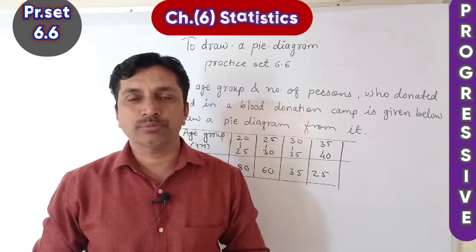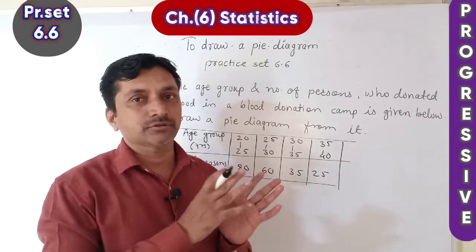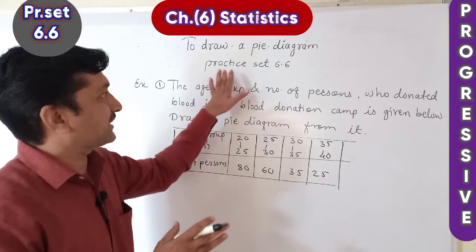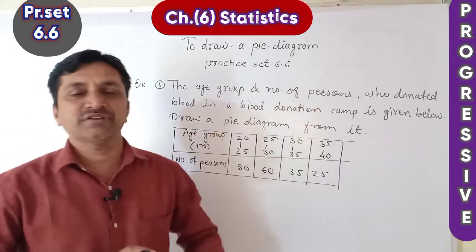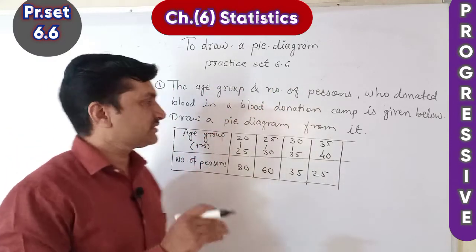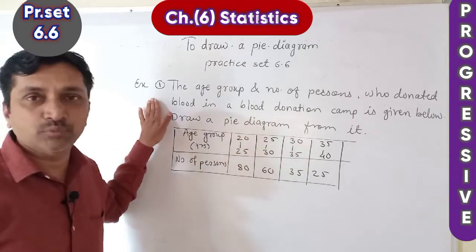In this video we are going to study how to draw a pie diagram with the help of given information, and examples from practice set 6.6 are based on this point. Now let's see example number 1 of practice set 6.6.